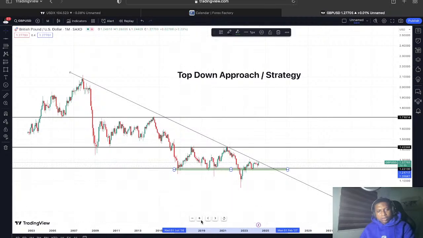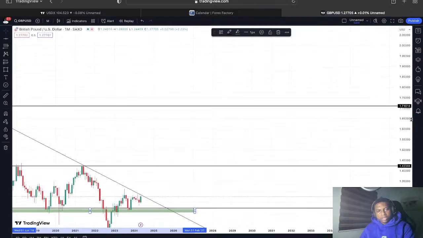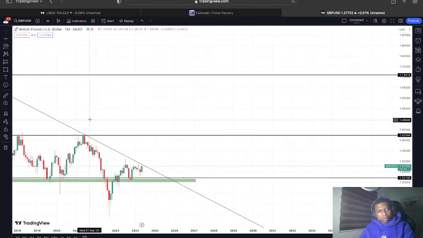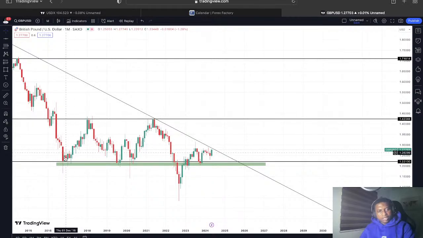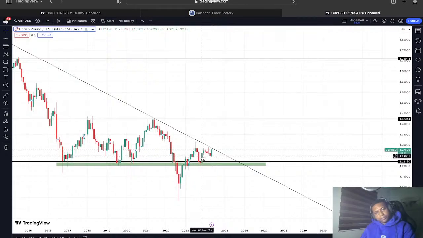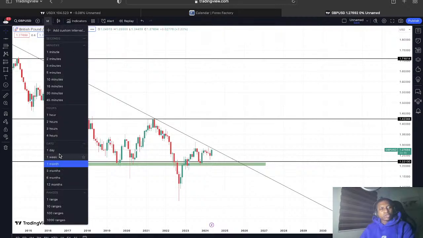So when we zoom in now, let's look at what is happening in the most recent months. We can see that price went bearish and has been consolidating on this level here, within these levels. Then we see a breakout of this consolidation downward, and then price came back into the box and started consolidating again. So now let's go to the higher time frame, which is the weekly time frame.